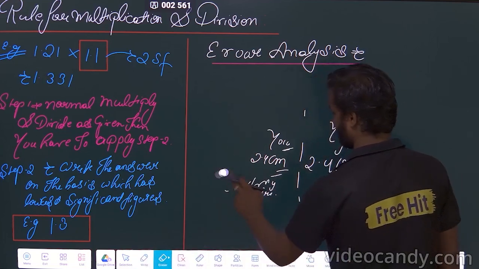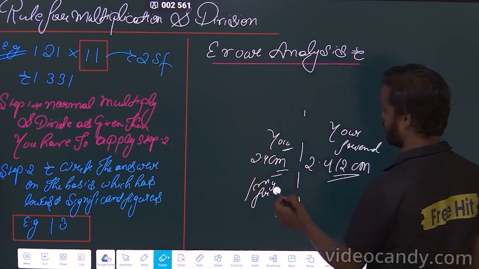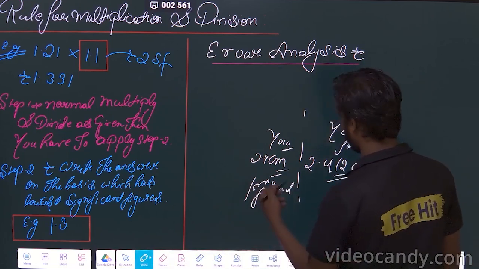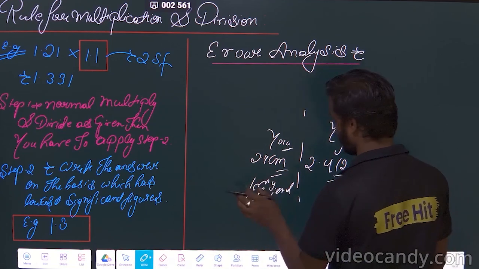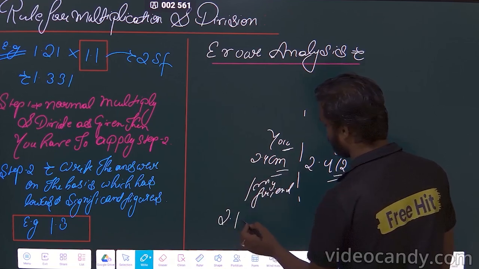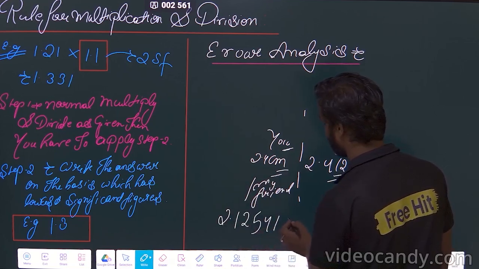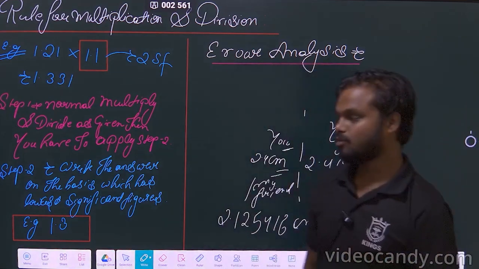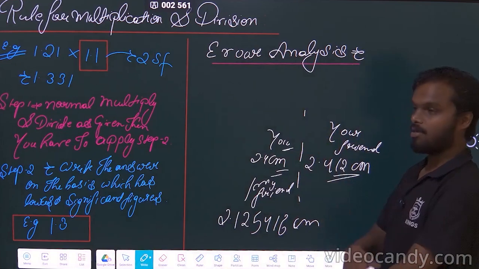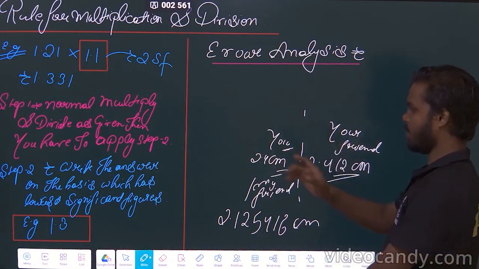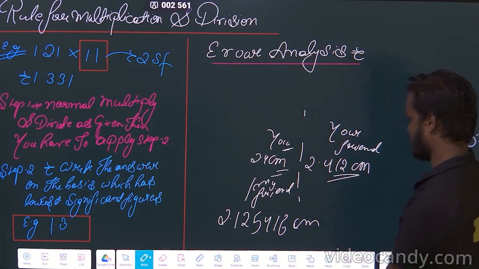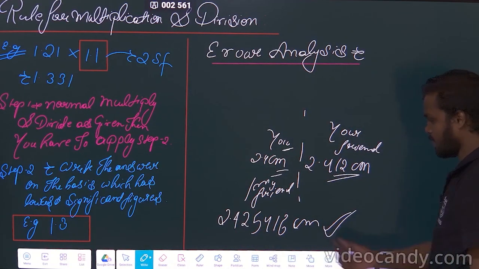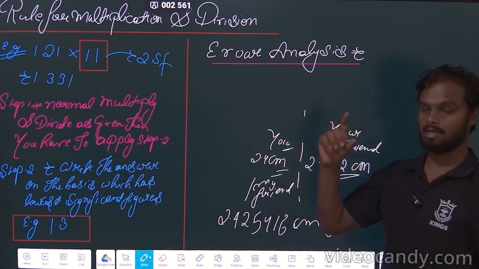Okay, my friend. The third person is my friend, suppose, and she or he, whatever, calculated the length as 2.125416 centimeter. So you tell me which length is more appropriate according to your basis, which length is more accurate, more correct, more precise. Obviously this length, because it has more significant figures, as I told in the last class also.